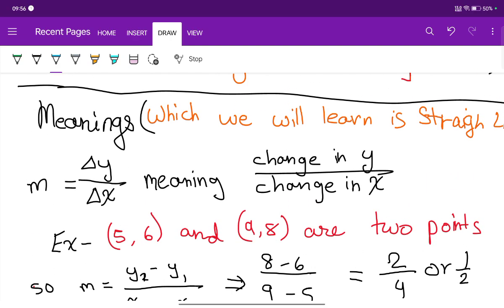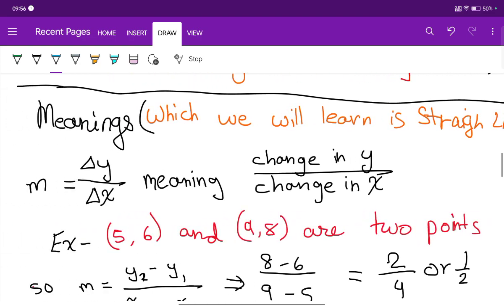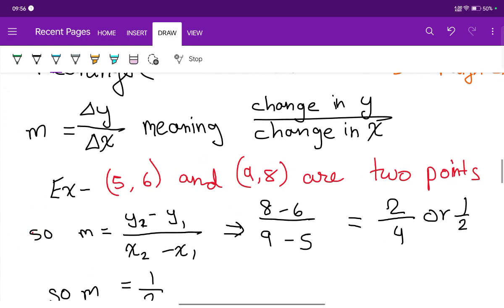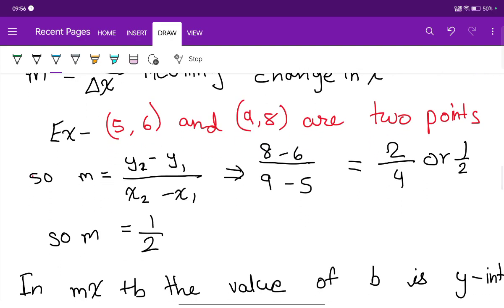Let's learn some meanings, which we will learn in the straight lines chapter. m is change in y by change in x. We have discussed that change in y by change in x. So let's look at some example. (5, 6) and (9, 8) are 2 points.